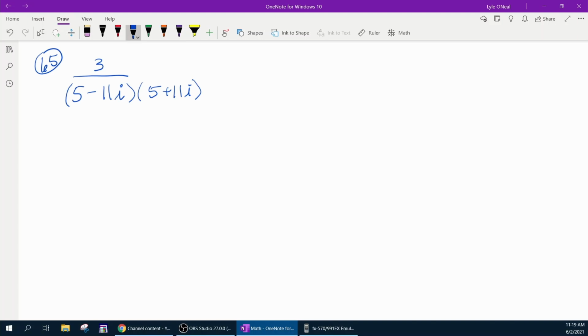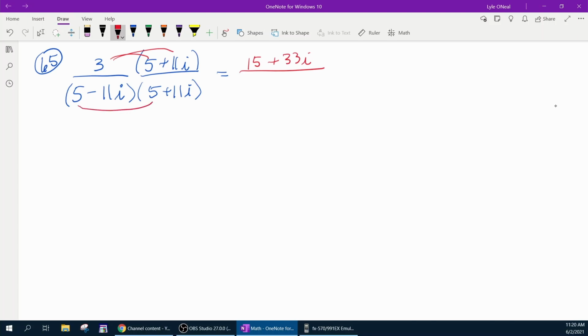We're going to multiply the denominator by its complex conjugate, and whatever you do to the bottom, you have to do to the top. So we're going to multiply top and bottom by the complex conjugate. The numerator is going to be super easy. All we need to do is distribute the 3, and that's going to give us 15 plus 33i. In the denominator, since we're multiplying binomials, we're going to have to FOIL it.